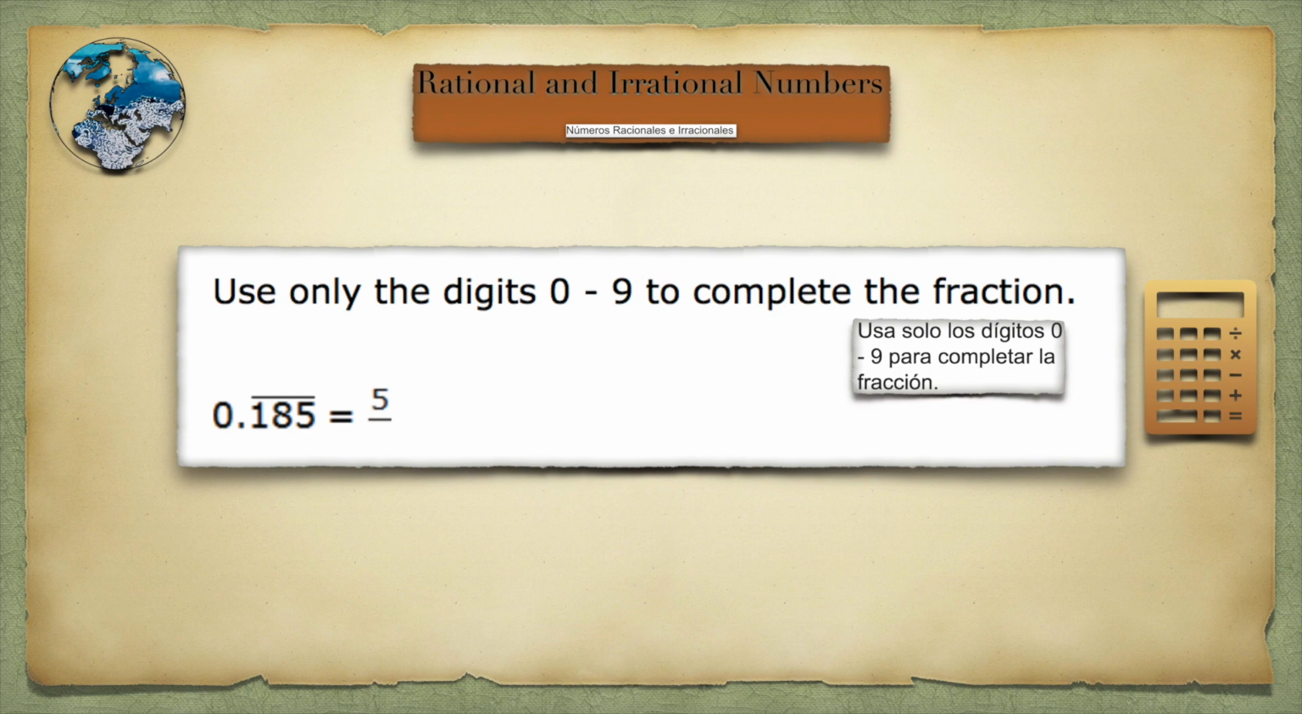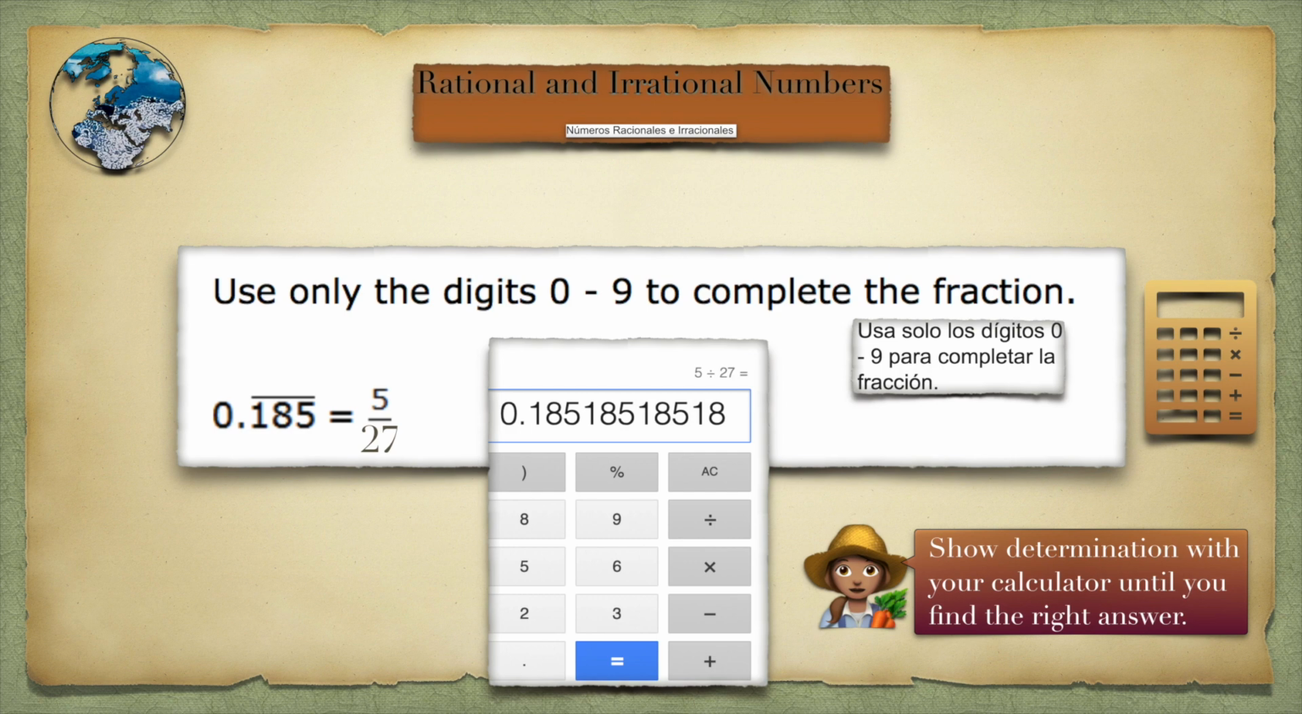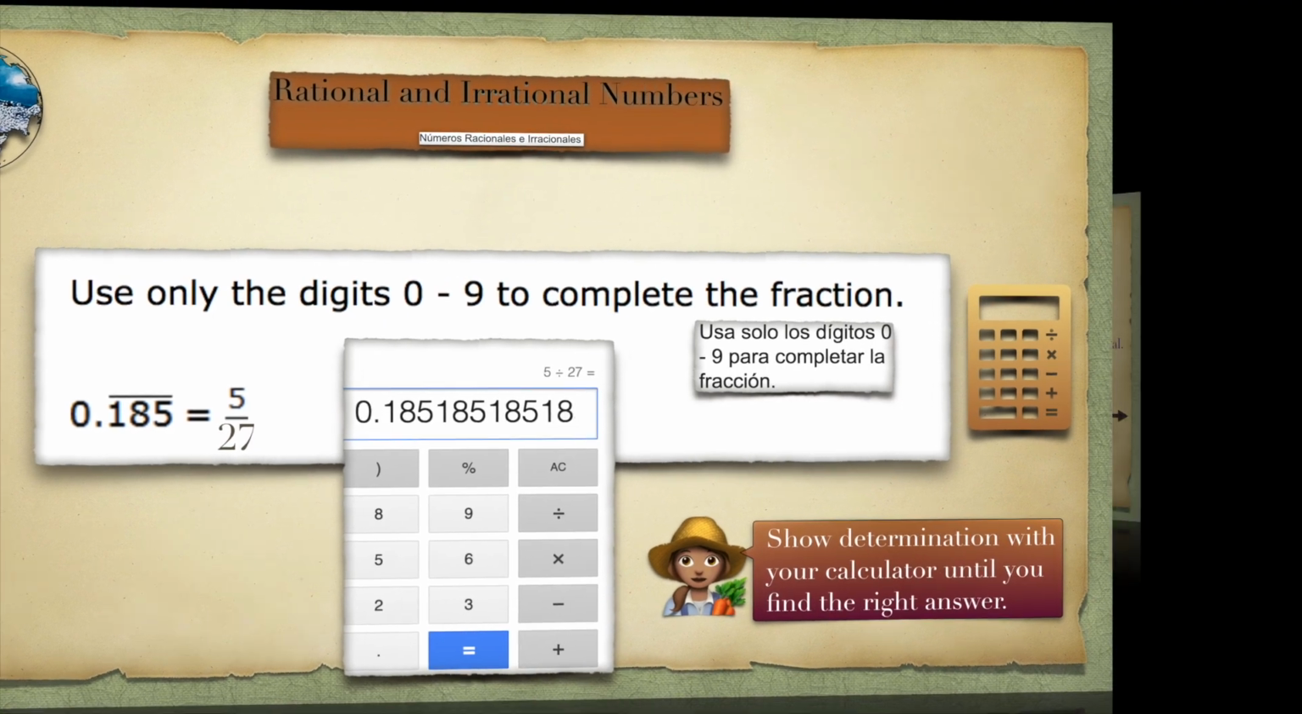I would argue that it has to be bigger than 5 because 5 over 5 would be 1, and we're looking for a number that's a lot less than 1. So I would punch in some numbers, maybe 16, 17, 25, until I could finally find that 27 is the number in my calculator. 5 divided by 27 just gives me that 185 repeating, and I've found the answer I want. A little bit tricky there.